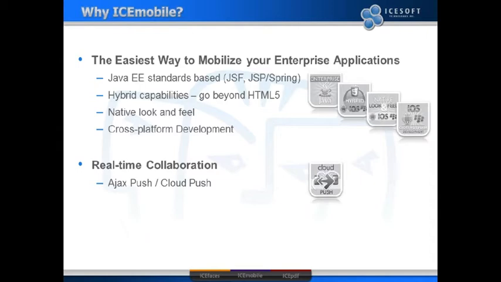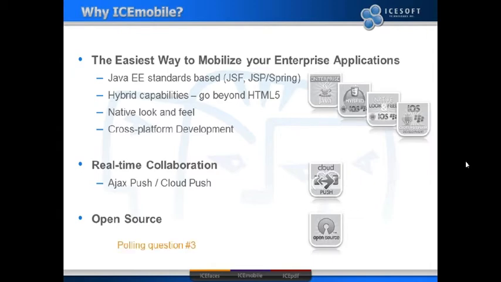Ajax Push can help you deliver powerful collaborative applications where users are instantly notified of events in real time, and you can rely on a higher priority multi-channel delivery of cloud push. And lastly, very importantly, ICEmobile is fully open source. We release everything under the Apache 2 license, which is a very nice assurance for the developer.